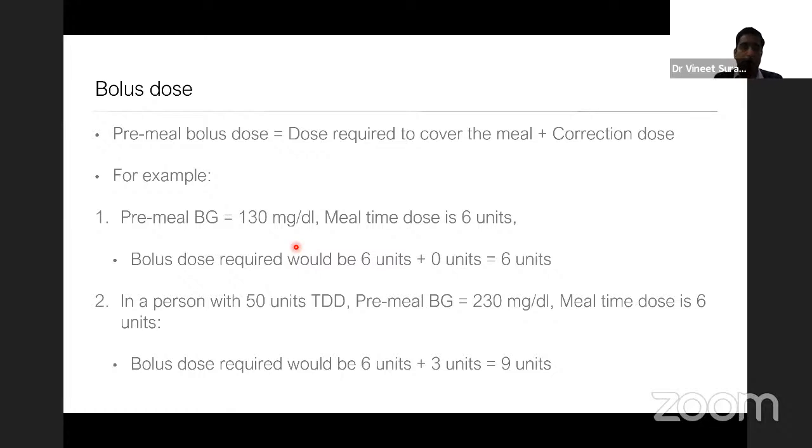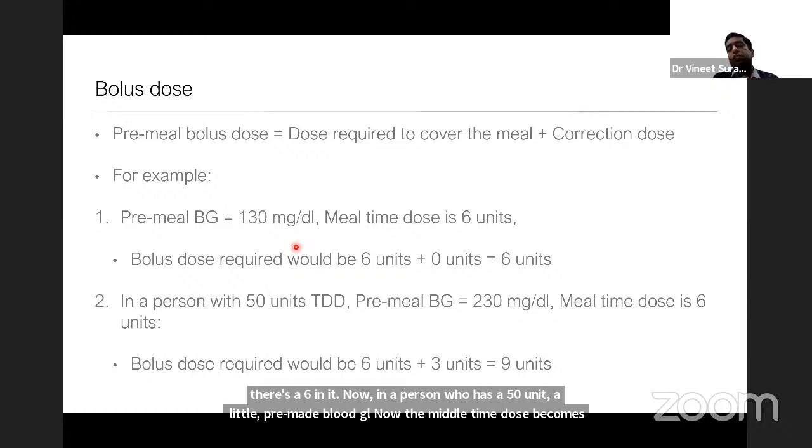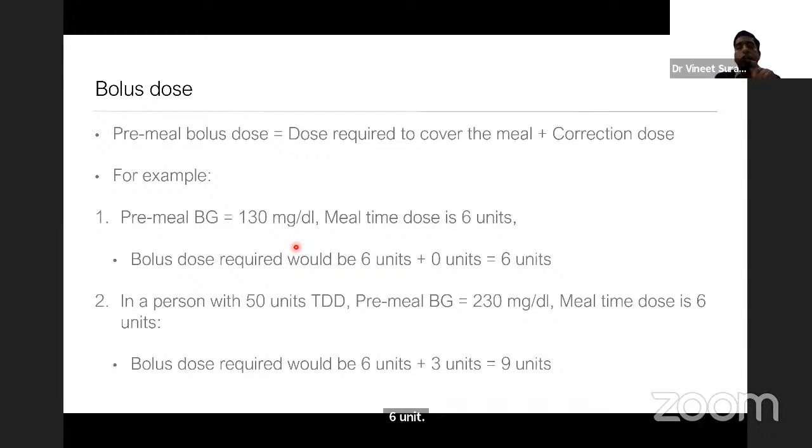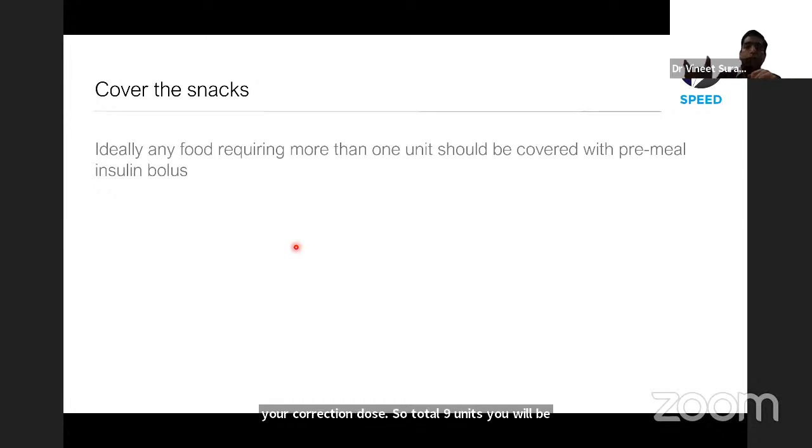So that's the 6 units. Now, in a person who has a 50 units total daily dose, pre-meal blood glucose comes 230. Now the mealtime dose becomes 6 units plus the bolus dose required, which would be 6 plus 3. That 3 is your correction dose. So total 9 units he will be taking. So that's how you correct the complete thing.